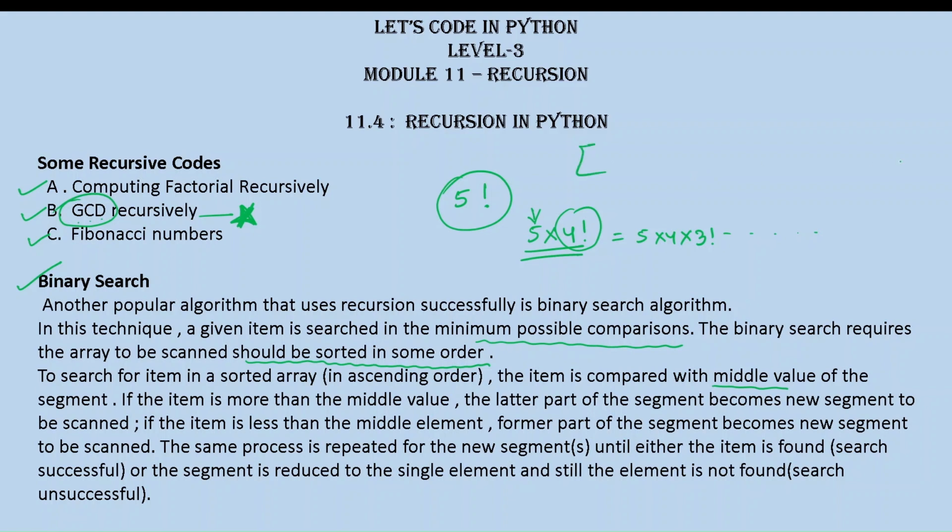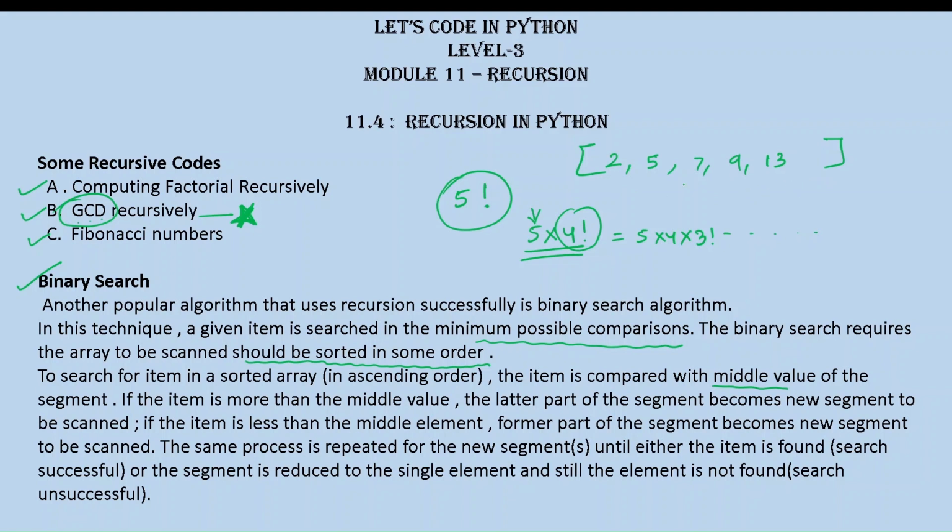So if you have certain values, say for example this is your array and you have the values 4, 2, 5, 7, 9 and say 13, and you have to search for a given number.